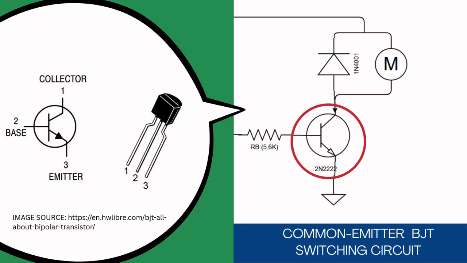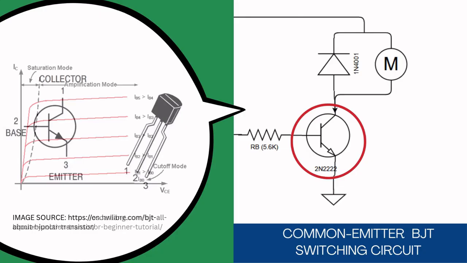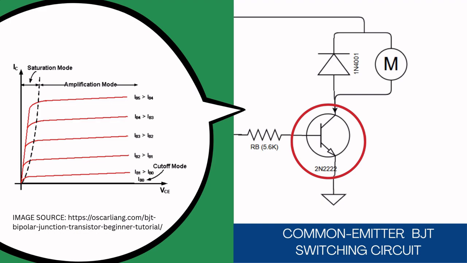BJTs exhibit 3 distinct modes of operation, namely cut-off, active, and saturation, which are determined by biasing conditions of the junctions. In the active mode, the base emitter junction or BEJ is forward biased, while the collector base junction or CBJ is reverse biased, causing the BJT to function as an amplifier.